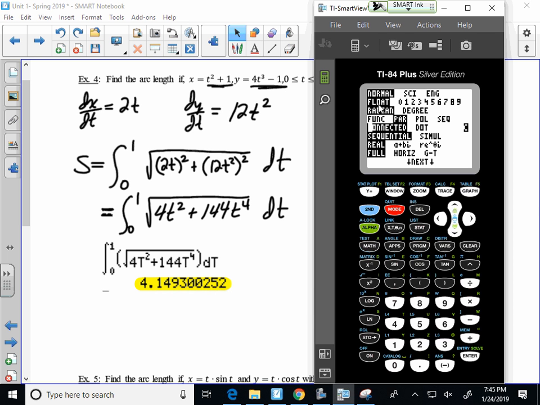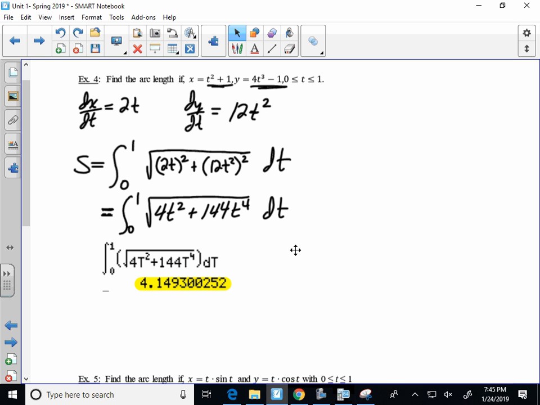Oh, because you're in parametric mode, it's going to keep it as T. If you want to call it X, you have to use that. All right, so this would be some sort of linear units, 4.1 miles, whatever. How would you solve this without using that?